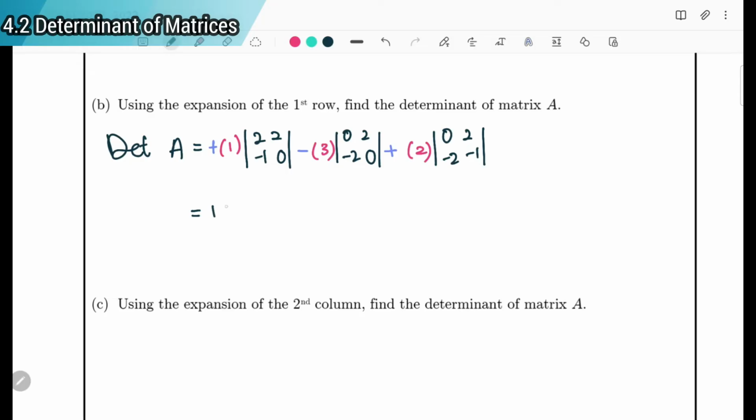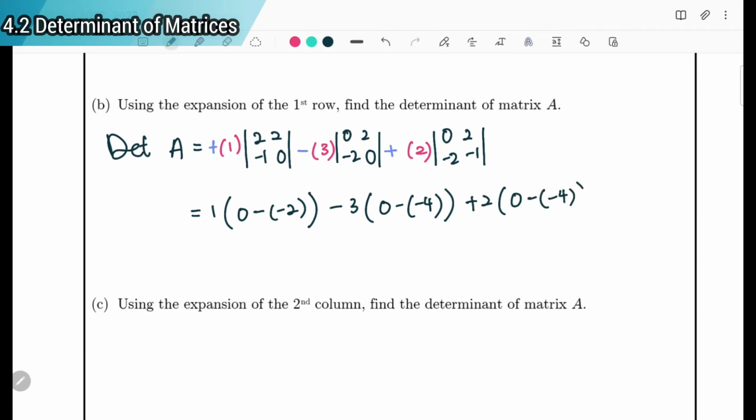Okay, so 1 times 0 minus negative 2, and then minus 3 times 0 minus negative 4, and this one is plus 2 times 0 minus negative 4. So you can simplify that and get negative 2.